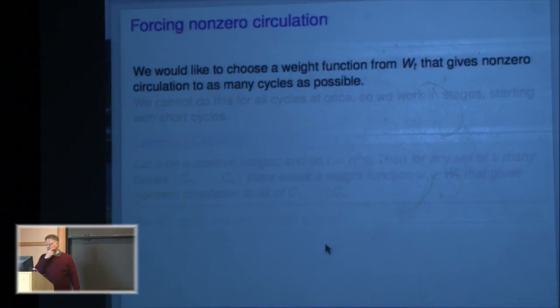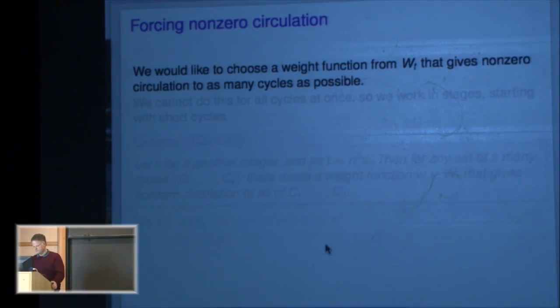So what we want to do is choose weight functions that force non-zero circulation to as many cycles as we can. And we're going to choose them from this set. Let's recall what W sub t is. W sub t is this collection of weight functions where you take the proto-weight function, the powers of 2, and mod out by various j's, j going from 2 up to t. And we want to choose a weight function from this set that gives non-zero circulation to as many cycles as possible. If we do that, we're going to make progress in preventing these two unequal minimum weight matchings, essentially.